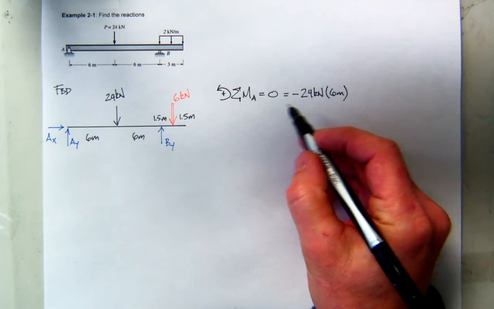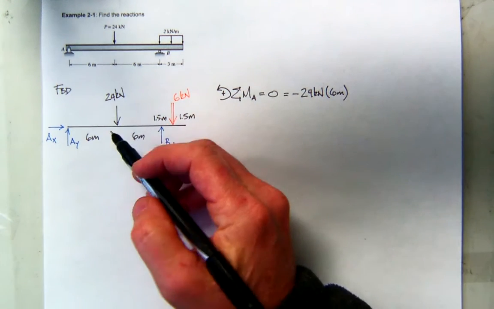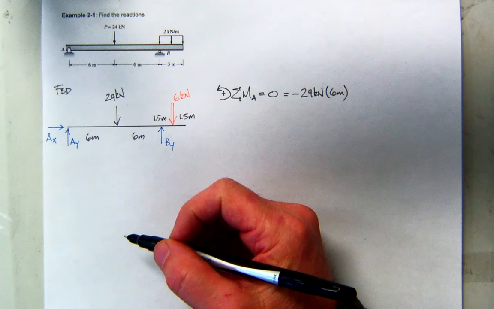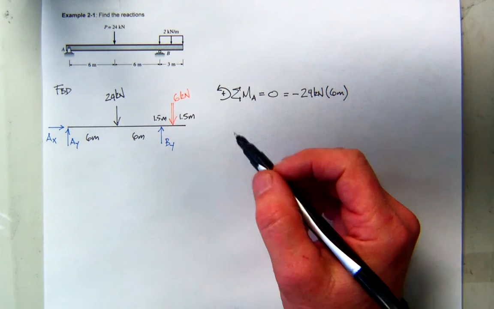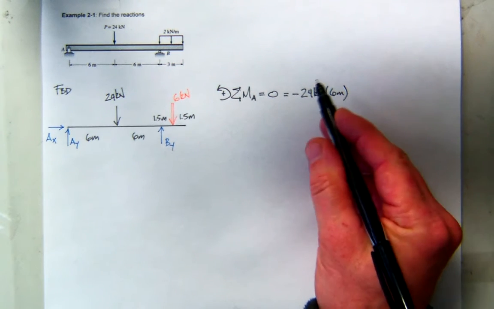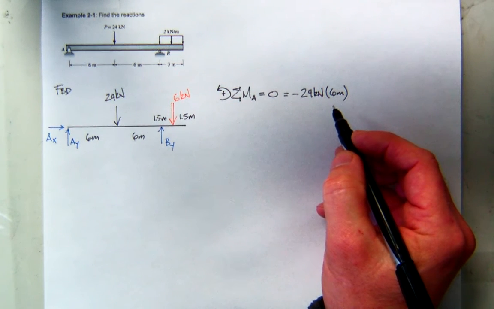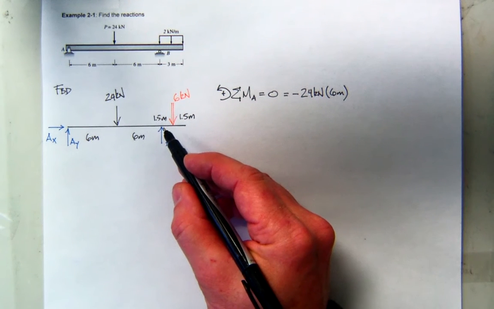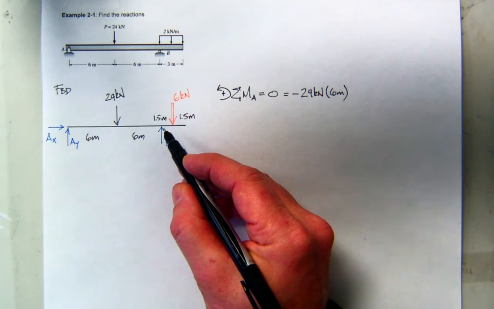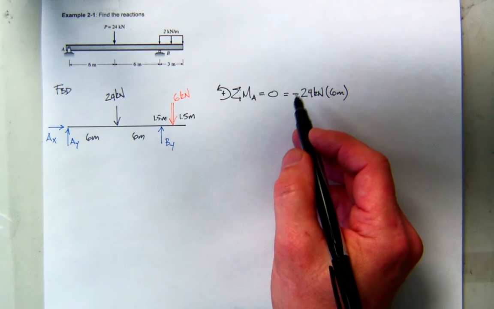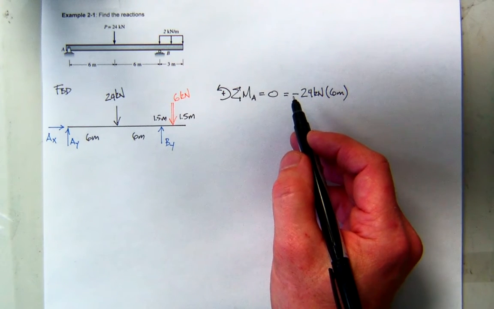Now, a lot of students look at this and say, oh, that's negative because the force is acting down. That's not true. The force is acting down, that is true, but it's not a negative force in this sense. That negative is attached to the moment. Right? If I sum moments at B, what would that moment be? It would be positive. Have the same exact value, but it would be a positive sign. So keep that in mind.